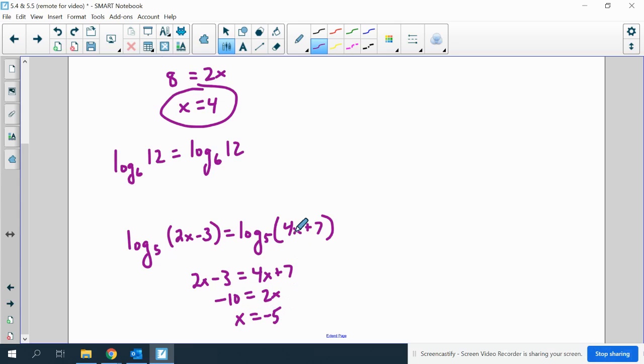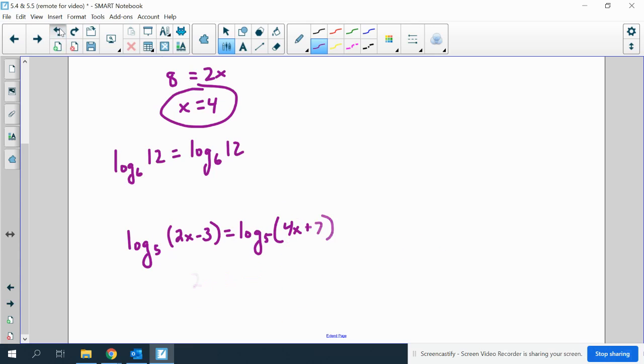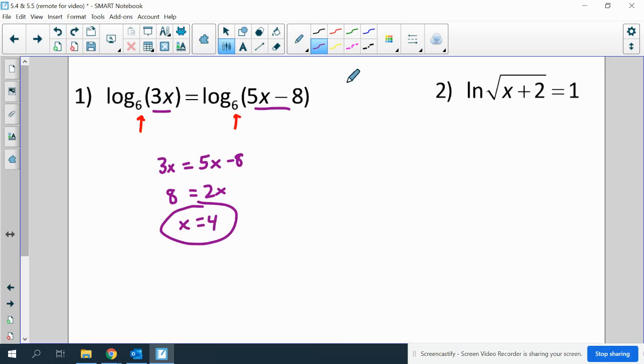If I substitute negative 5 in, I would get log base 5 of negative 13. And the problem with that is I can't substitute negative numbers on the inside of logs. Now, I can substitute a negative x value, but I can't have the entire inside be negative. So this would actually have no solution because negative 5 doesn't actually make it work. So that's something that's kind of important for our understanding of these problems.